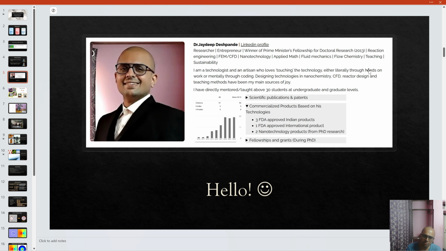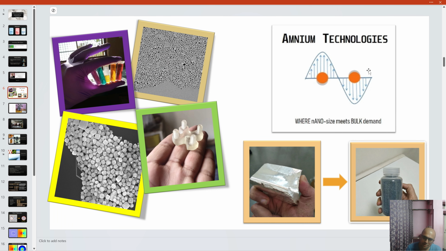A bit about myself: I am Jaydeep. I am basically a chemical engineer, and you could think of me as a researcher and an entrepreneur. And this is Amnium Technologies, my own company, which I founded after my PhD. That was about 4 years back. Primarily, I work in the field of nanotechnology.